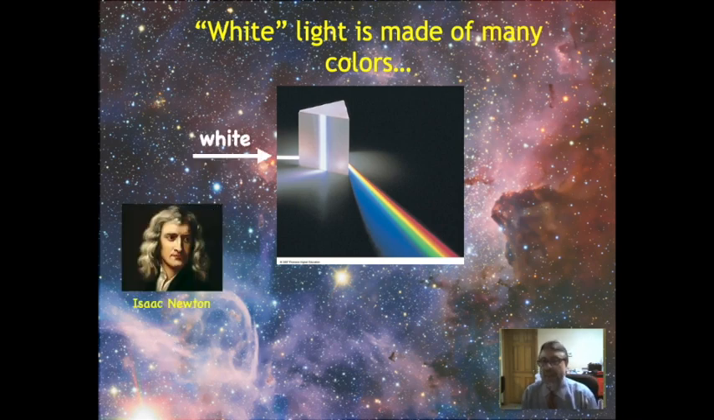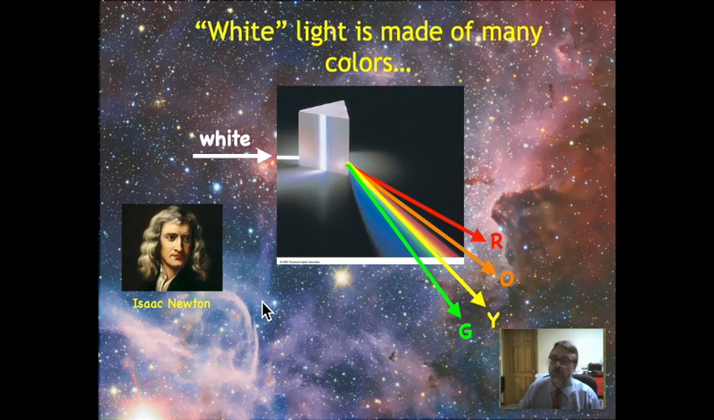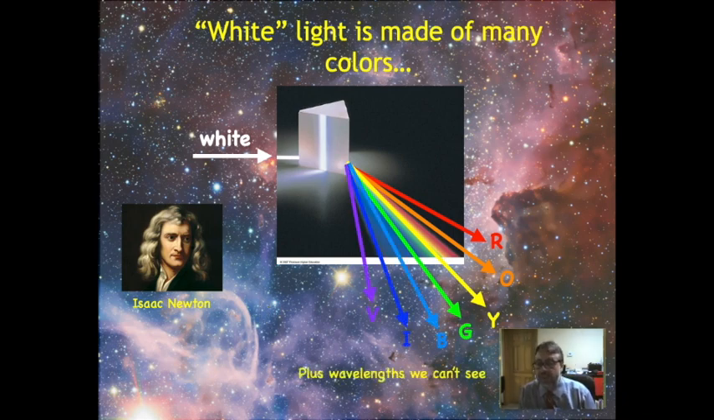Isaac Newton passed a beam of white light through a glass prism. And what he saw coming out the other side was all the colors of the rainbow. And the colors always present themselves in the same order: red, orange, yellow, green, blue, indigo, and violet, the colors of the visible spectrum. Now, why they present themselves in this order, we'll examine in another lecture later on, a couple of weeks from now.